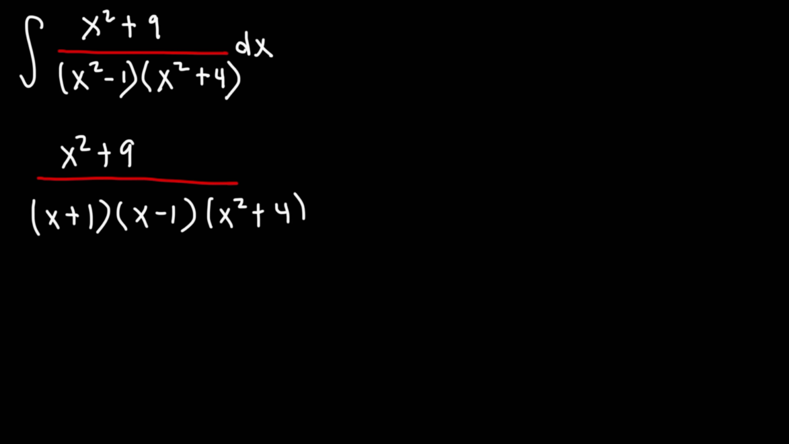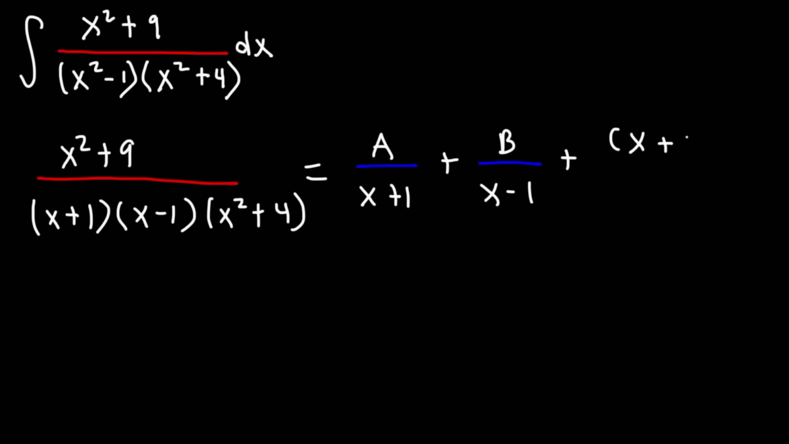So what we have here is two linear factors and a quadratic factor. So we could set this up as a over x plus 1, and then plus b over x minus 1. Now for the quadratic factor, x squared plus 4, on top we're going to write cx plus d instead of c or d by itself. So that's how we can set up the partial fraction decomposition.